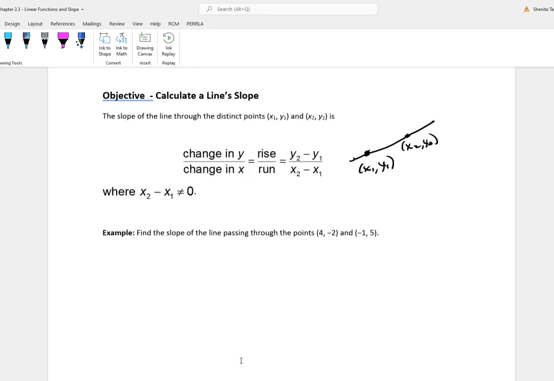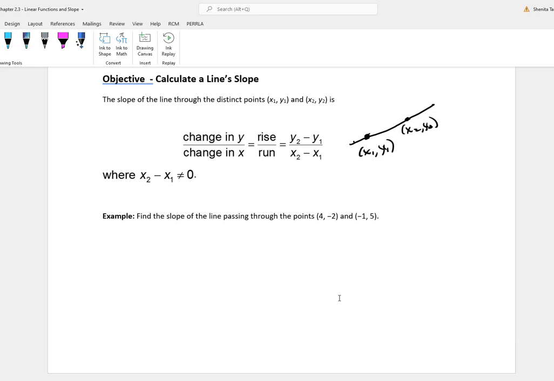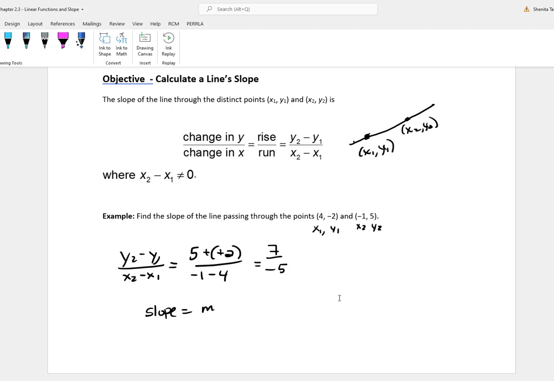So let's go through an example. We're going to find the slope of a line passing through the points 4, -2 and -1, 5. It doesn't matter which one you let be x1, y1 or x2, y2, as long as you keep the 1's together and the 2's together. So let's go ahead and plug our numbers into our slope formula. So this will be 5 minus a -2 all over -1 minus 4. A negative in front of a negative makes this a +2, so 5 plus 2 is 7. At the bottom you have -1 minus 4, which is -5. So slope is denoted by the letter M, so your answer would be -7 over 5.